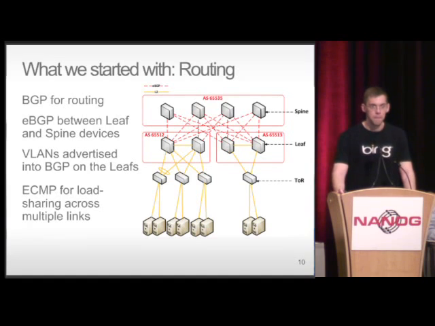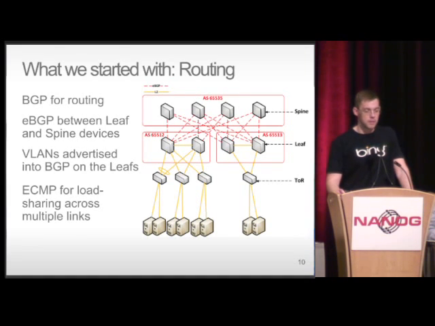So for the routing, after a lot of discussions, we chose to use BGP only as a routing protocol. As you can see, we have a single AS number for the spine, for all spine devices, and then a single AS number for every container. So essentially, on the leaf switches, you simply advertise the leaf VLANs into BGP, and you use equal cost multipath for load sharing across the links in the topology.